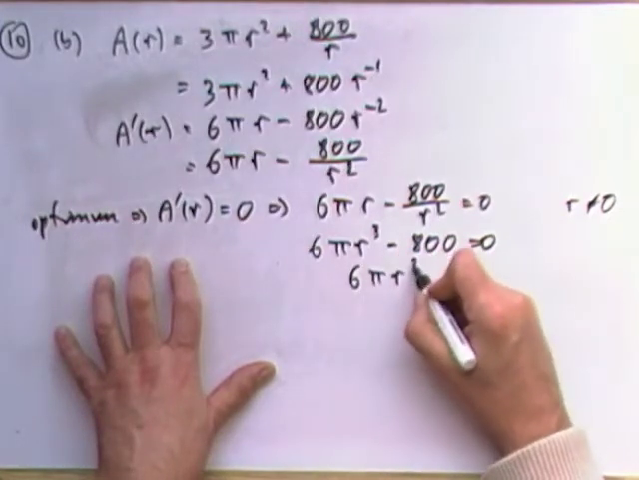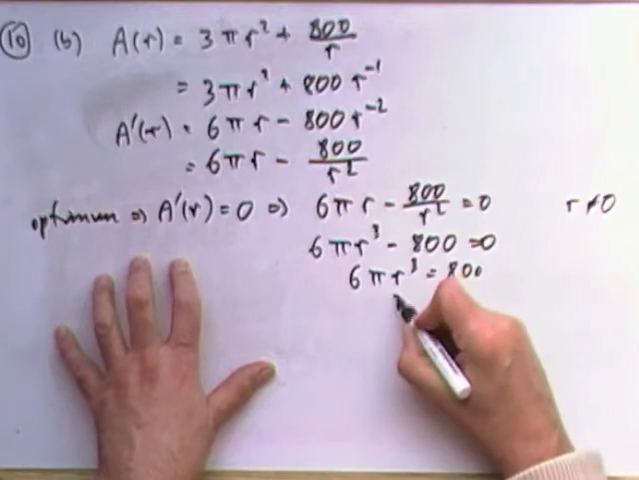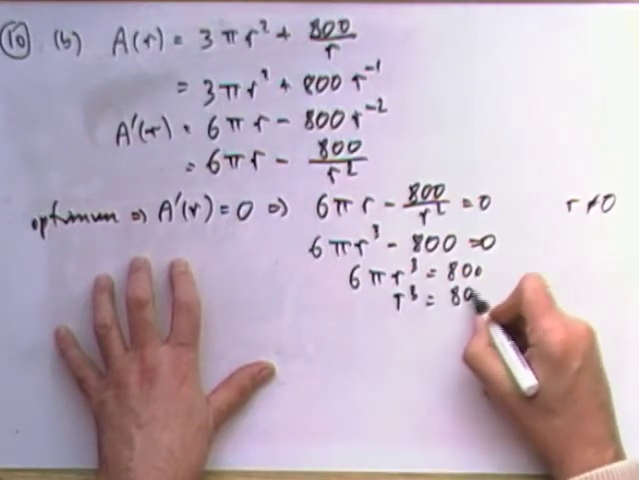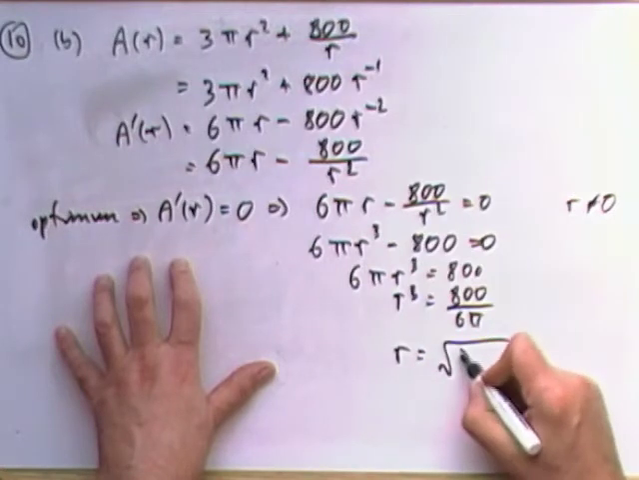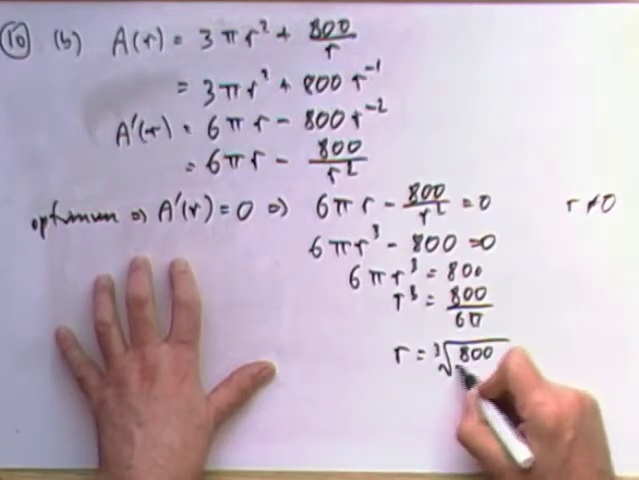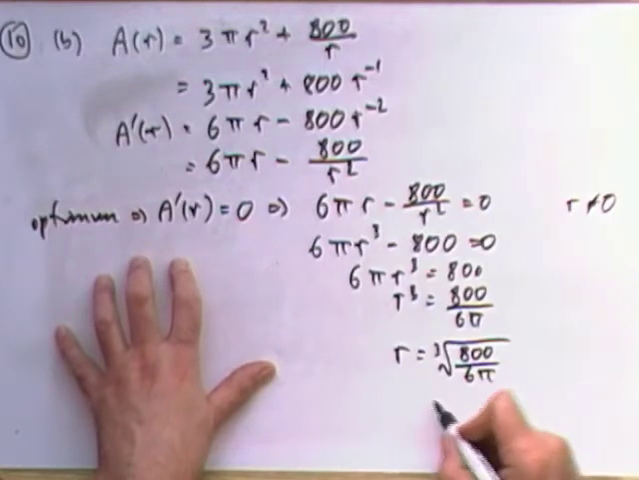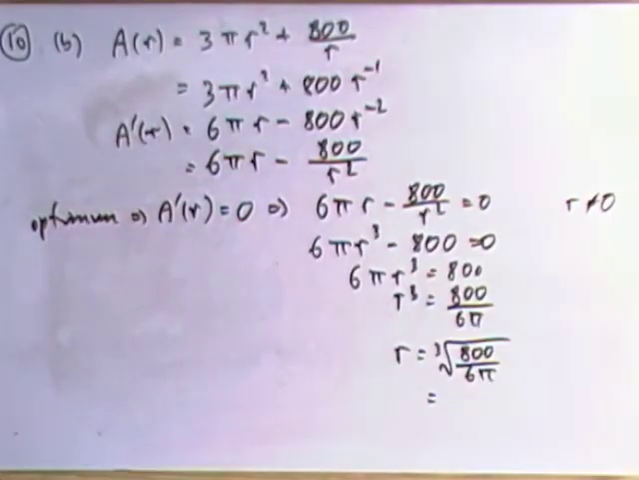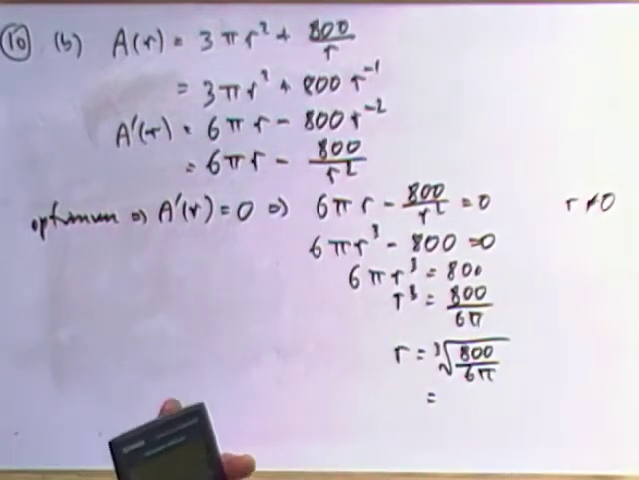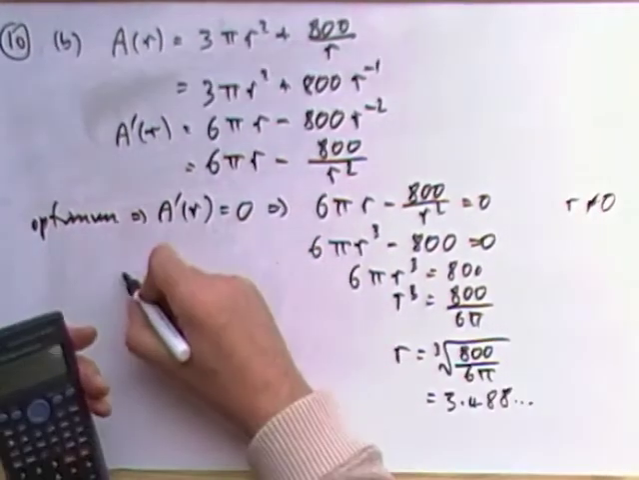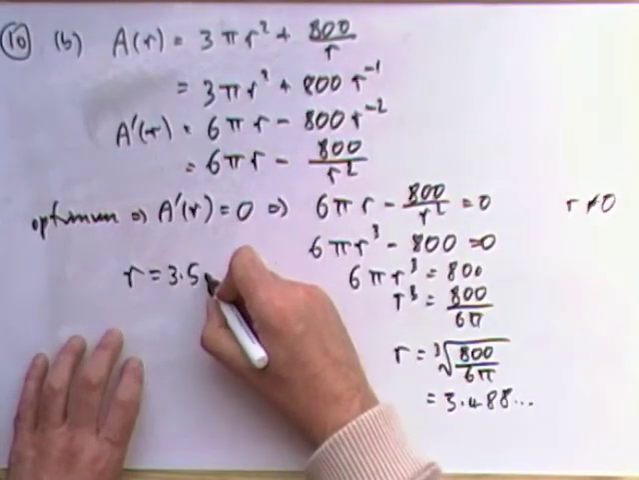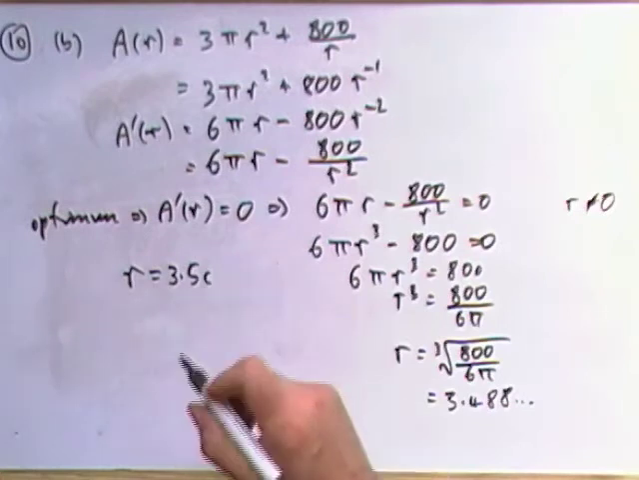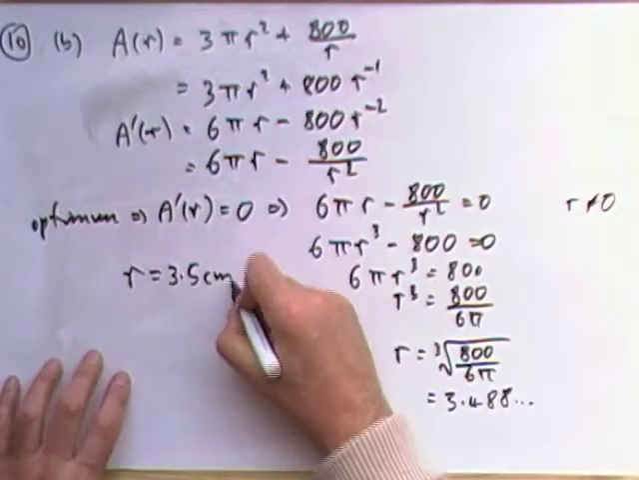So 6 pi r cubed is 800. r cubed is going to be 800 over 6 pi. So r is going to be, unfortunately, the cube root of 800 over 6 pi. Now, those aren't perfect cubes, so there's not a lot you can do about that, apart from just get your calculator. So we'll say r equals 3.5, and was that centimetres, was that metres, or was it reading centimetres?